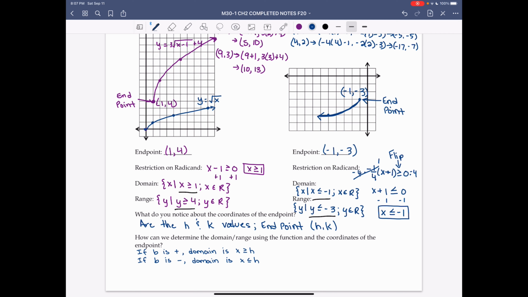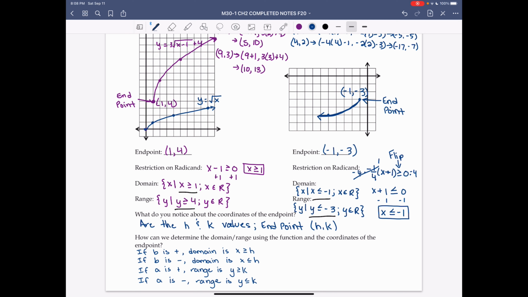And similarly, the range is defined by the y value of the endpoint, or the k parameter, and the sign of a. If a is positive, the range is y is greater than or equal to k. And if a is negative, the range is y is less than or equal to k.